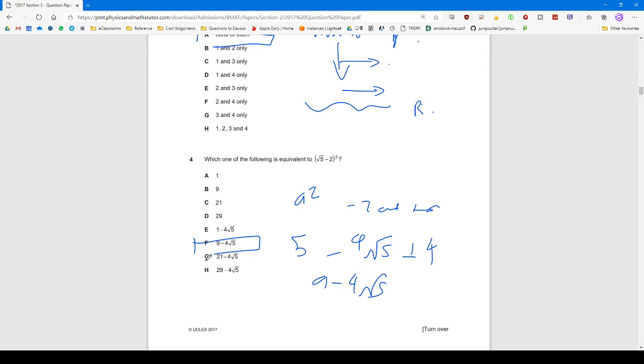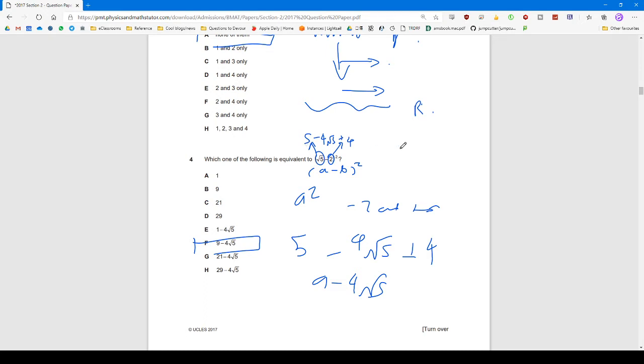So for this, it's just simply recognizing that this is in the form a minus b squared. So square root 5, 5. Square 2, 4. Root 5 times 2 again is 4 root 5. And then just remember the minus and plus after you've done those 3 calculations.